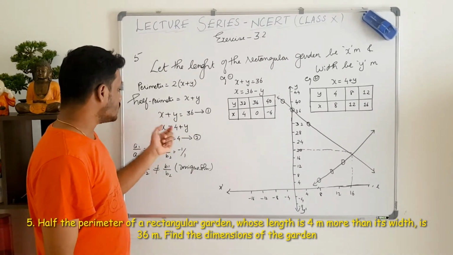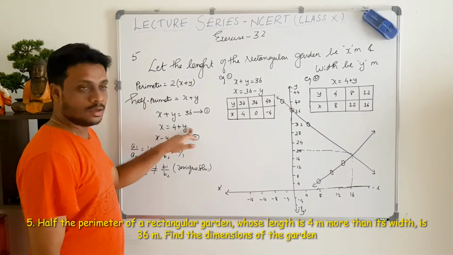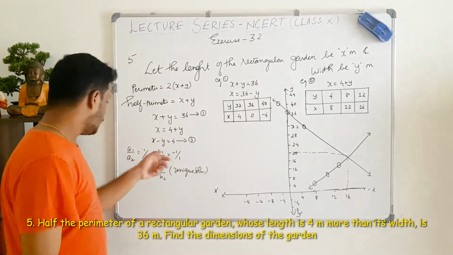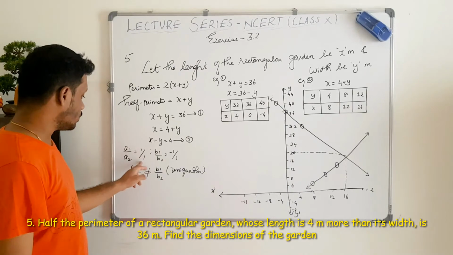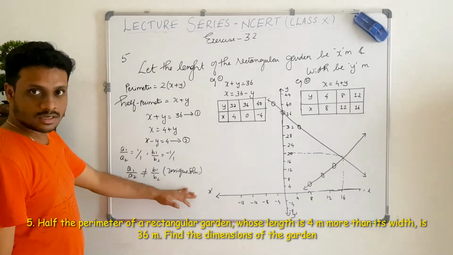And the other condition is the length is 4 more than the breadth. So x is equal to 4 plus y. So when I rearrange this, x minus y equal to 4. So this is my second equation. I am checking the consistency case, a1 by a2, b1 by b2. I am seeing that a1 by a2 is 1 by 1, b1 by b2 is minus 1 by 1. So they are not equal, which will result in a unique solution.